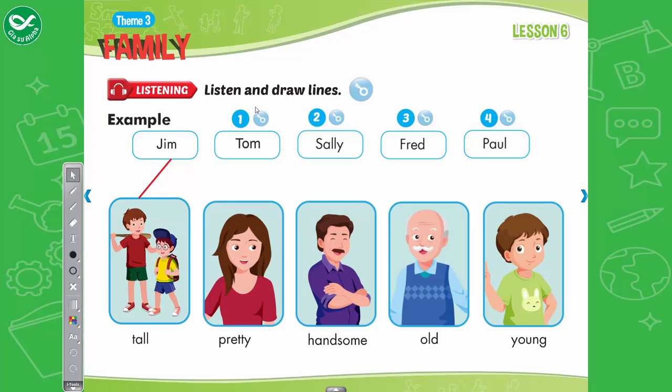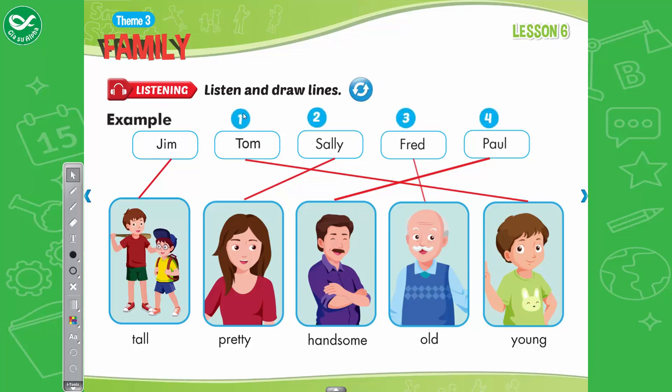Listening. Listen and draw lines. 1. Who's the young boy? He's Tom. Sorry, who? His name is Tom. 2. Who's the pretty woman? Oh, she's Sally. She's very pretty. Sorry, what's her name? She's Sally. 3. Who's the old man? The old man is my grandfather. What's his name? His name is Fred. 4. Who's the handsome man? He's Paul. Who? My uncle Paul.